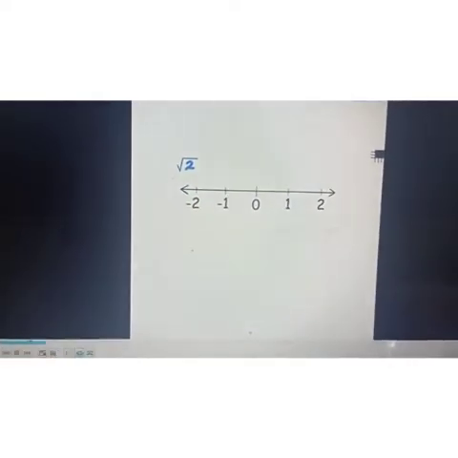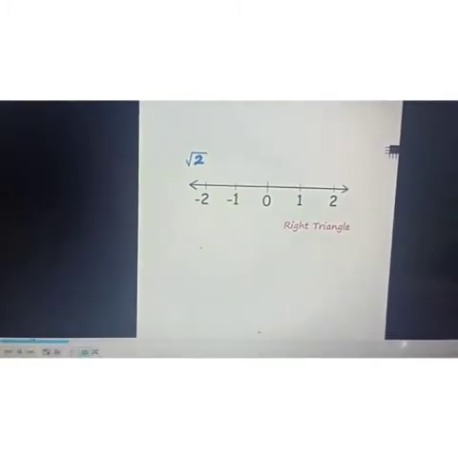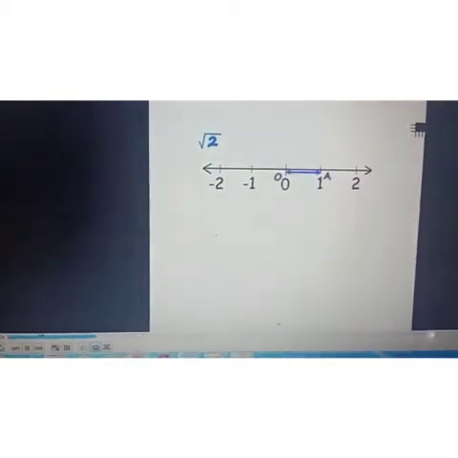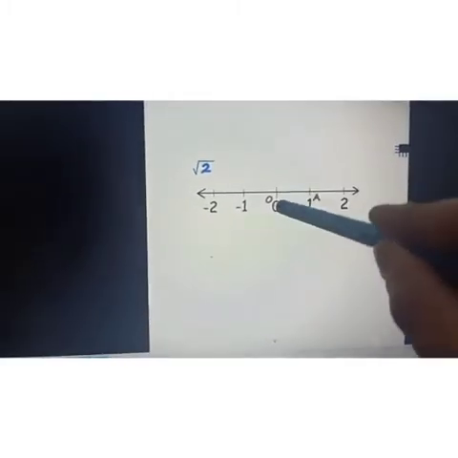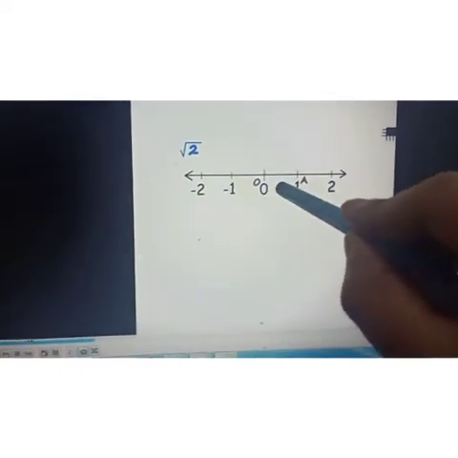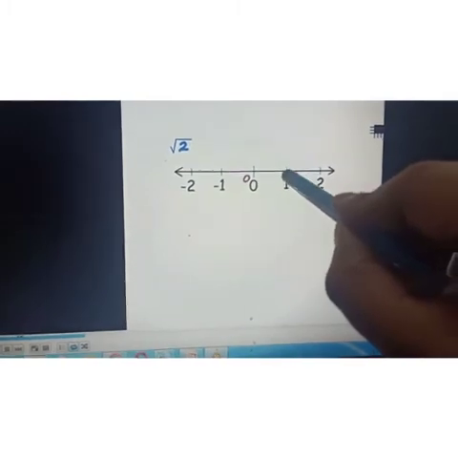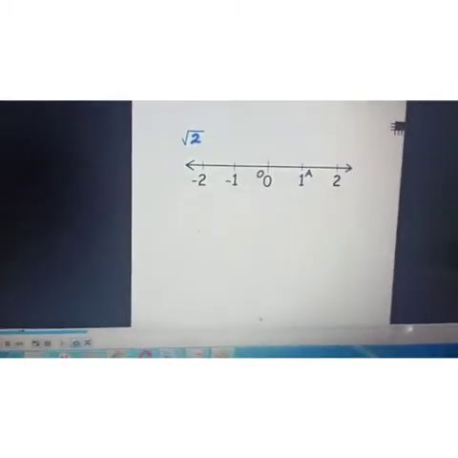First of all, we have to start from the origin. Let's learn one by one. We have to draw a right angle triangle. So we start from 0 and mark 1 unit from 0, and mark it as point A.